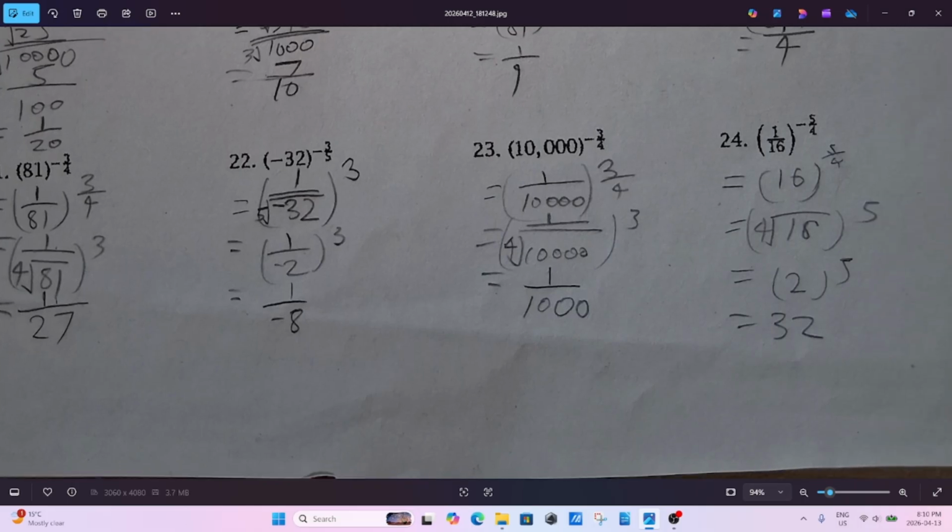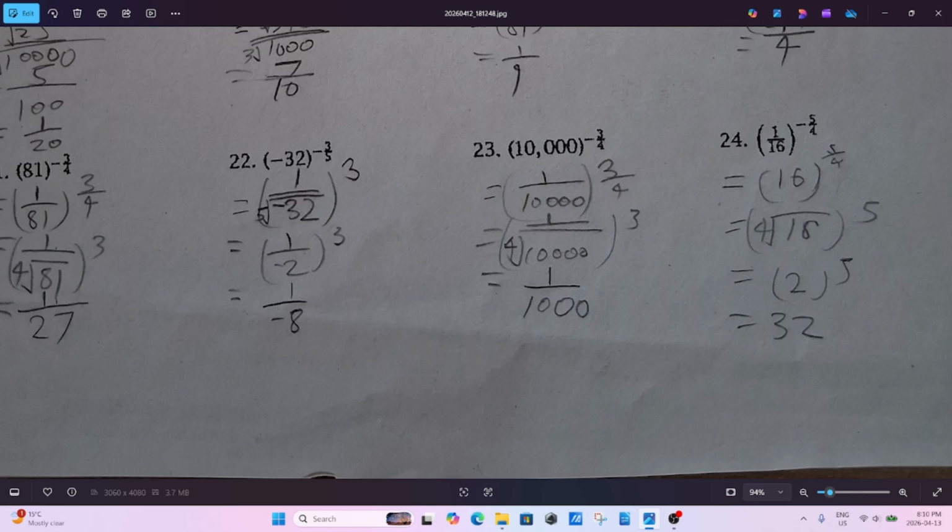Question 23: 10,000 to the negative 3 over 4 is just 1 over 10,000 to the 3/4, which is 1 over the 4th root of 10,000 to the 3, which is equal to 1 over 1,000.